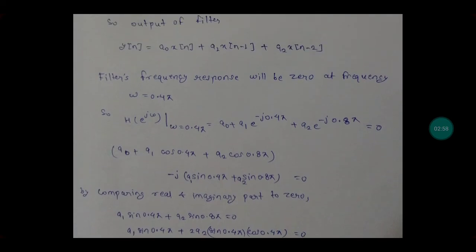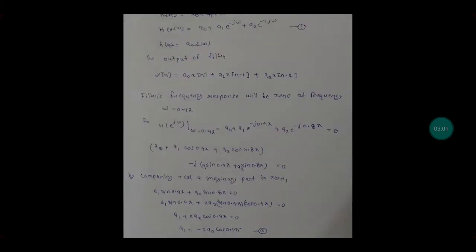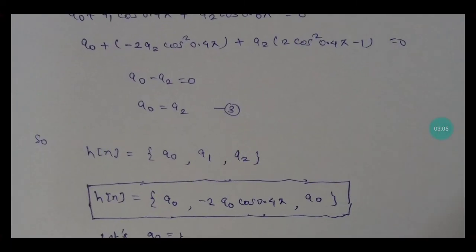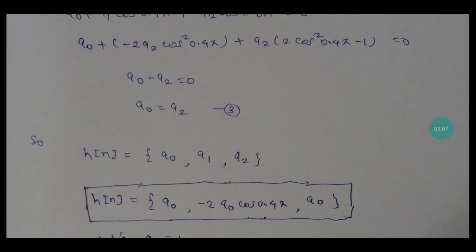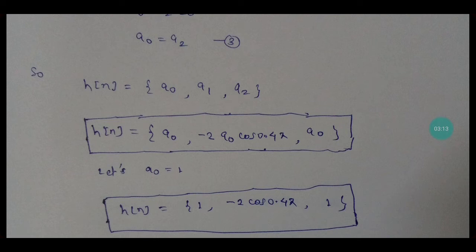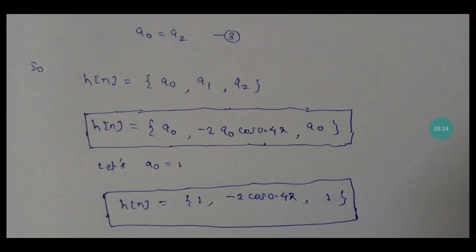If you solve those two equations, you will cancel two variables and find all three coefficients in terms of one variable. Suppose that is a0. So my final answer is a0, minus 2 a0 cos omega 1, and a0. These are the three coefficients. Now you can take a0 as any real number, like 1. So the final answer will be this.